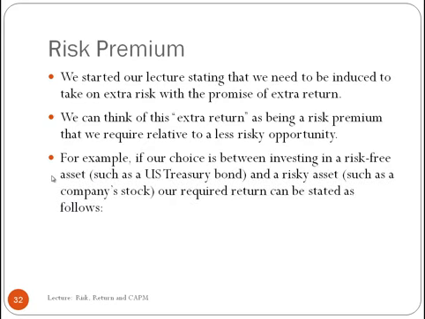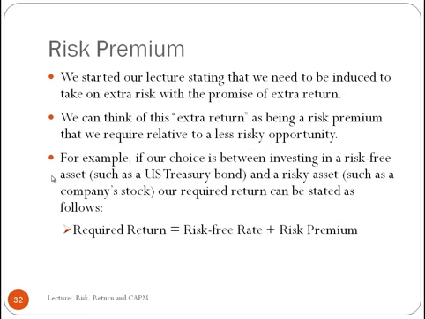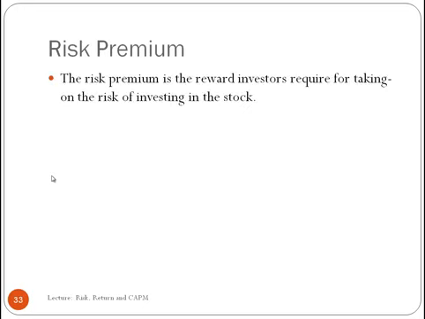So, for example, if our choice is between investing in a risk-free asset, such as the U.S. Treasury bond, and a risky asset, such as a company stock, our required return can be stated as follows. The required return equals the risk-free rate plus some risk premium, some additional payment. We can think of the risk premium as the reward that investors require for taking on the risk of investing in the stock and foregoing this risk-free investment.